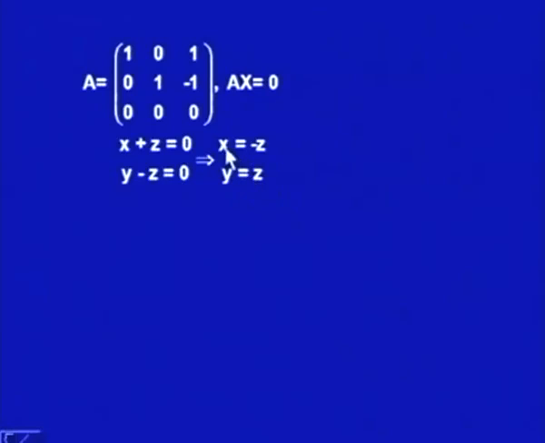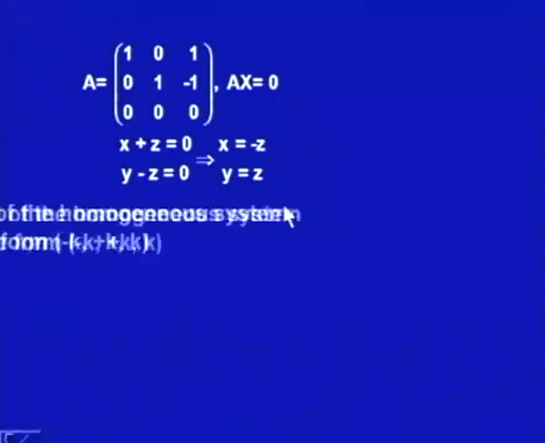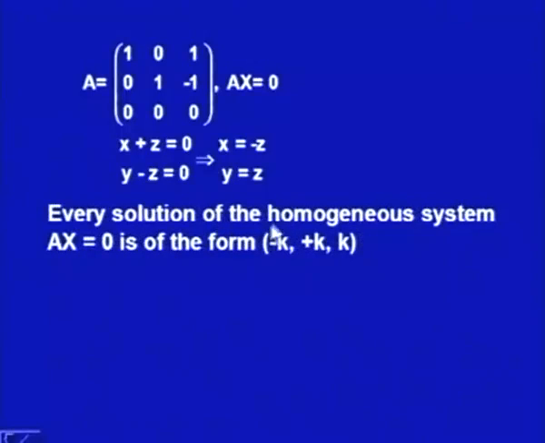That means we can write the first component in terms of the third and the second component in terms of the third, and we can assign any value to the third component z. So every solution of the homogeneous system Ax is equal to 0 is of this form. You change the value k and you will have this k and minus k, the second component and the first component. So we say the solution of this equation will be of this form. So this will be the null space.